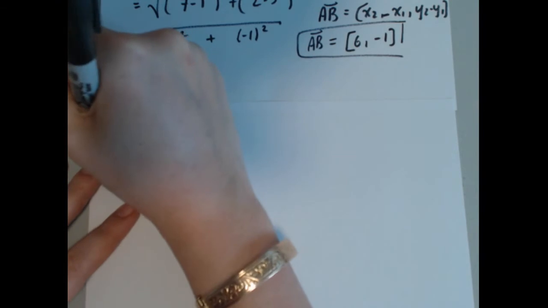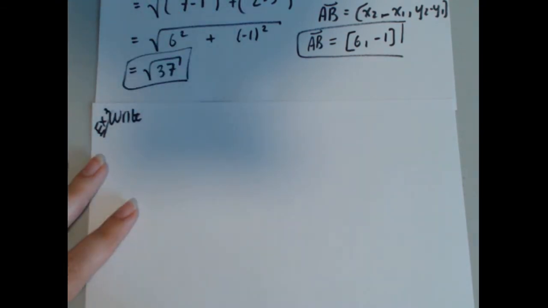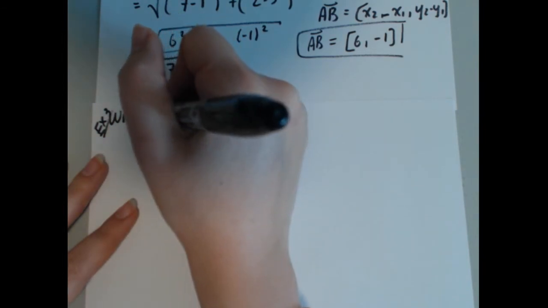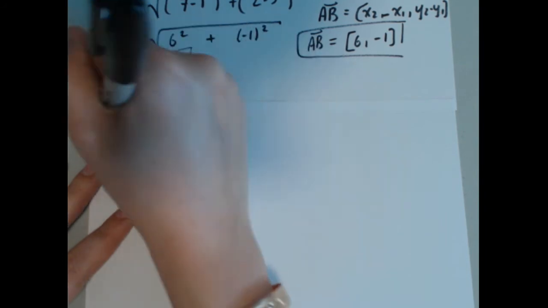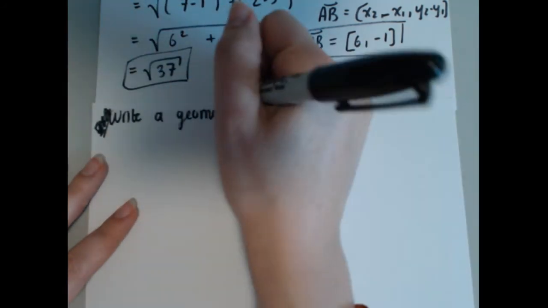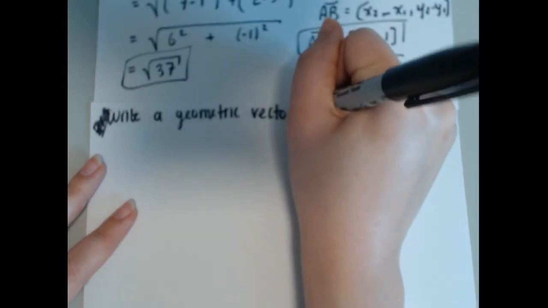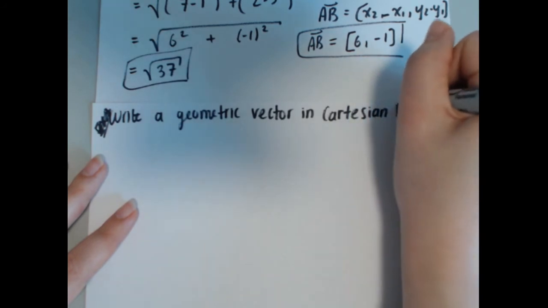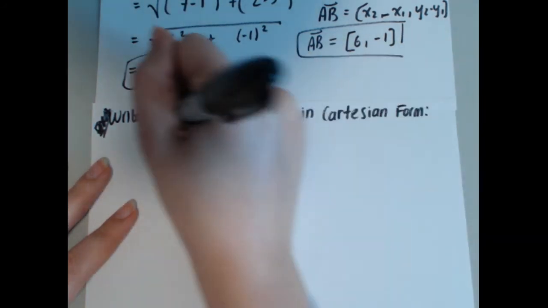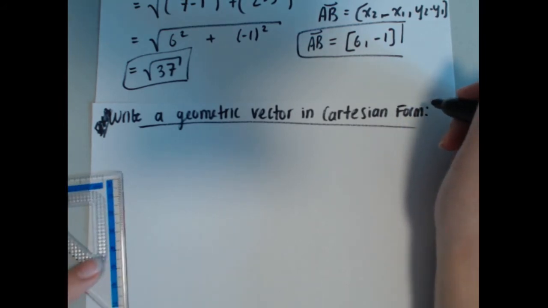So this is example 3. Write a geometric vector in Cartesian form. Actually, this isn't exactly the example quite yet. Okay, so this is just helping us to understand the difference between what a geometric vector is and what a Cartesian vector is. So you understand what the difference is.